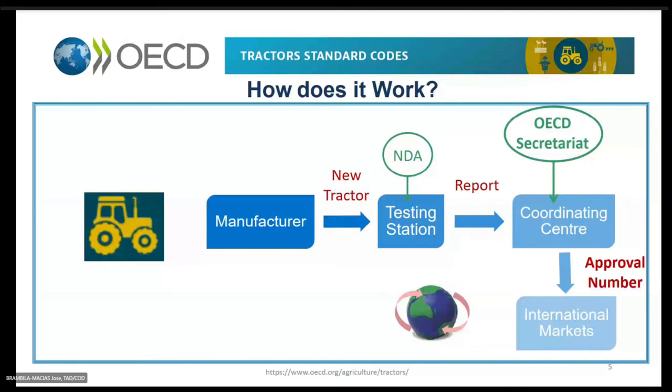And every 3 years, we launch a tender to choose the coordinating center that will be responsible for checking and ensuring that all the test reports submitted by our network of testing stations have been done according to OECD rules and regulations. So once they have checked this, they will authorize the testing station to issue the certificate. The testing station then will provide a certificate to the tractor manufacturer, and then the tractor manufacturer can put the tractor on the market.